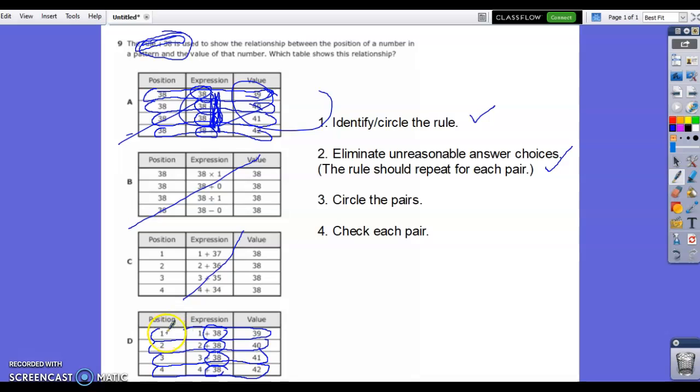So for this one, you would check, does 1 plus 38 equal 39? Yes. Does 2 plus 38 equal 40? Yes. Does 3 plus 38 equal 41? Yes. Does 4 plus 38 equal 42? Yes. So answer choice D would be correct. And I did all of the process steps.